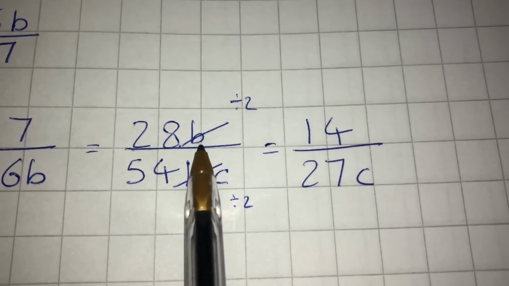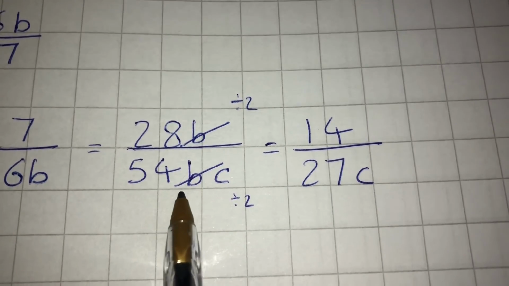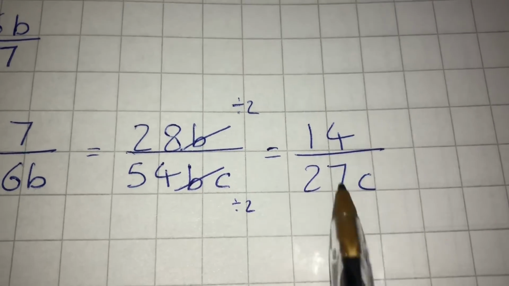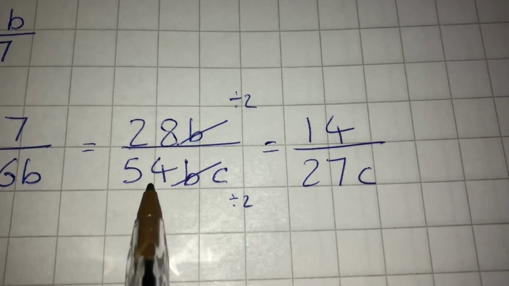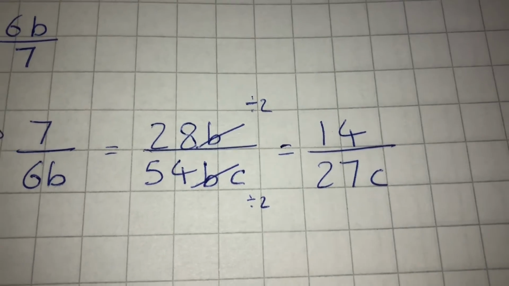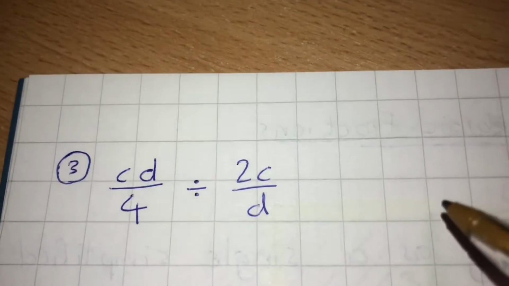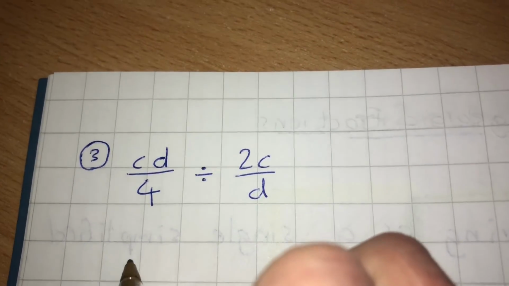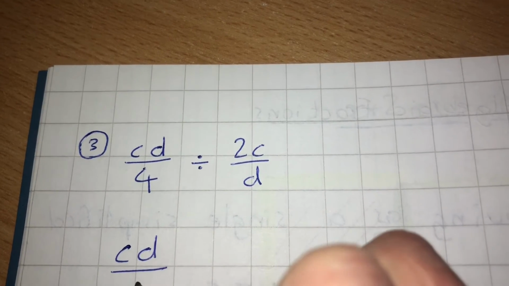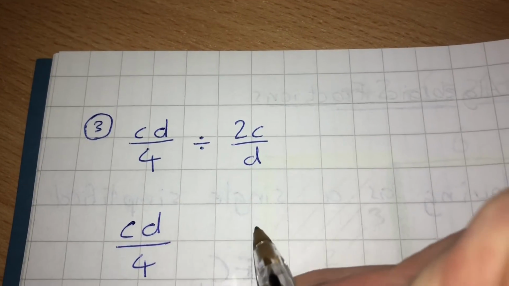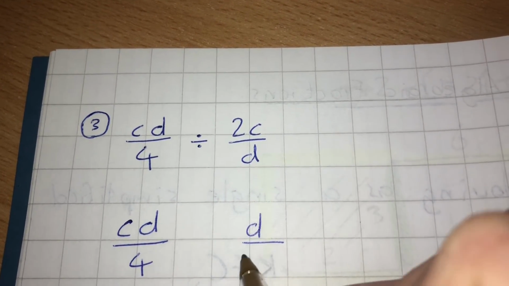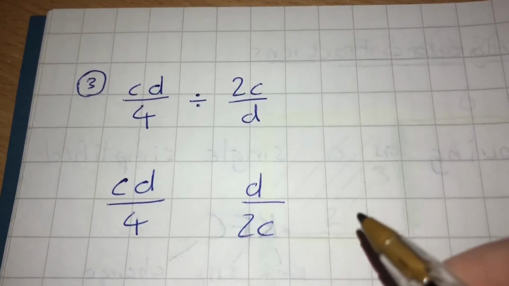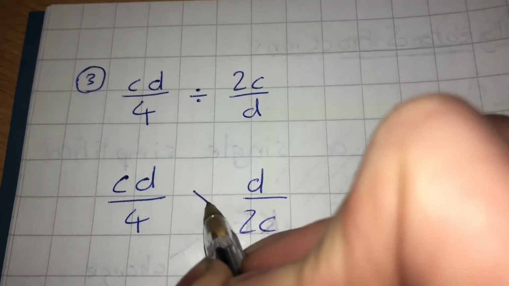So don't forget to see if there are letters that we can cancel out, top and bottom, and also if there's anything we can divide the coefficients of each term by. Alright, we'll do one more example. Okay, so cd over 4 divided by 2c over d. So let's keep, flip, change. Keep the first one the same, cd over 4. Flip the second, it becomes d over 2c. The divide becomes a multiply.